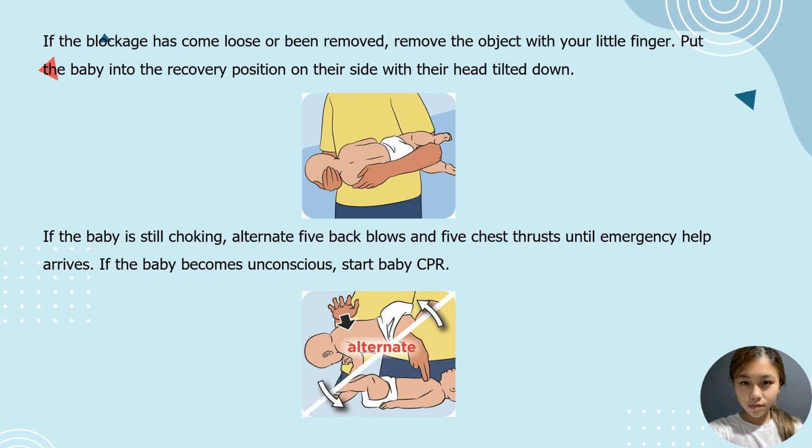If the blockage has come loose or been removed, remove the object with your little finger. Put the baby into the recovery position on their side with their head tilted down. If the baby is still choking, alternate 5 back blows and 5 chest thrusts until emergency help arrives. If the baby becomes unconscious, start baby CPR.